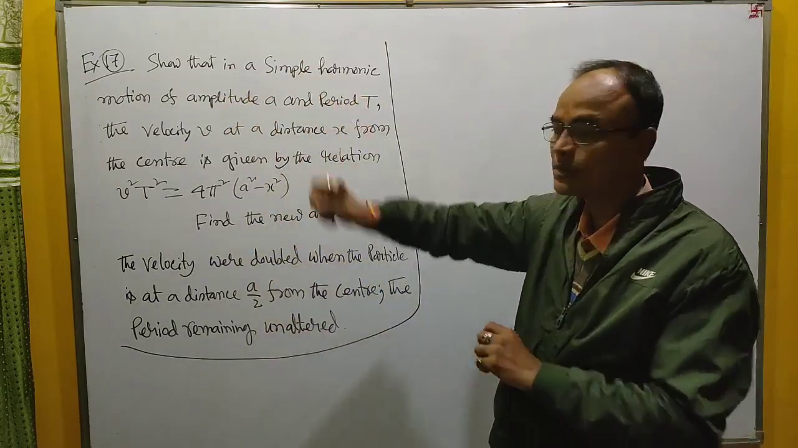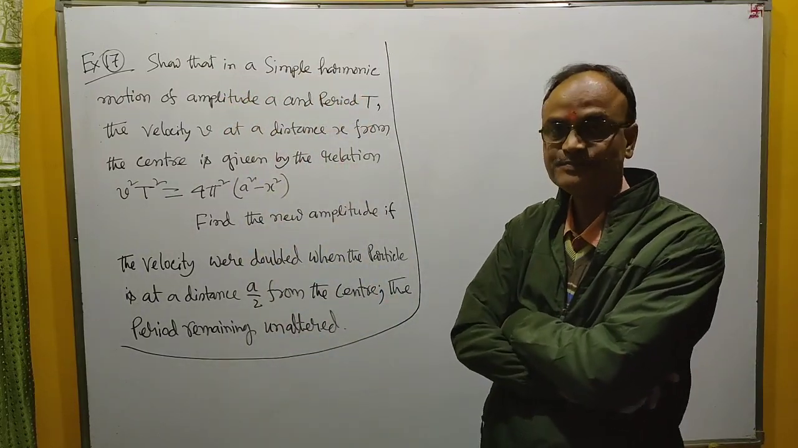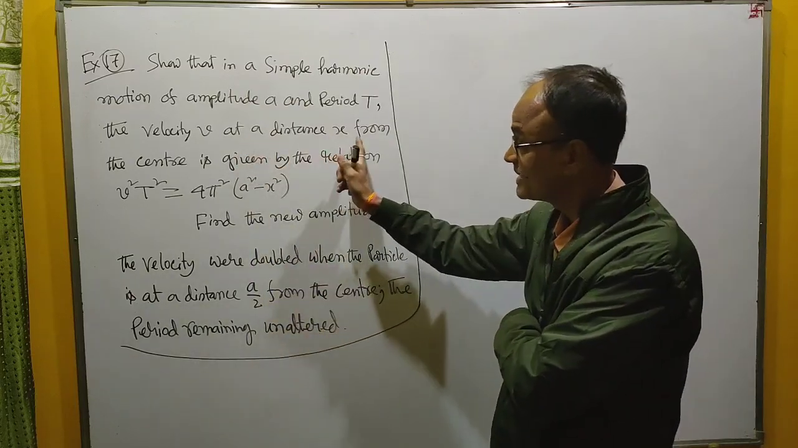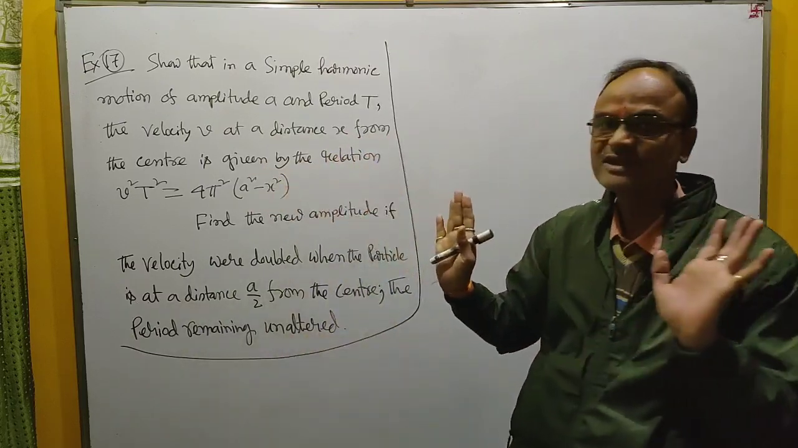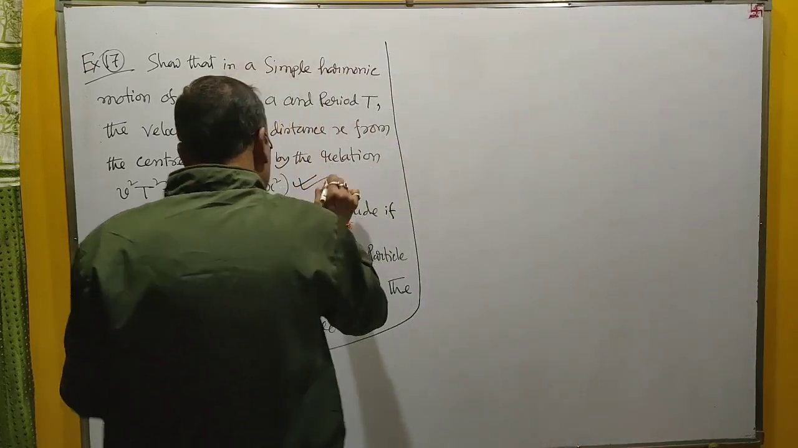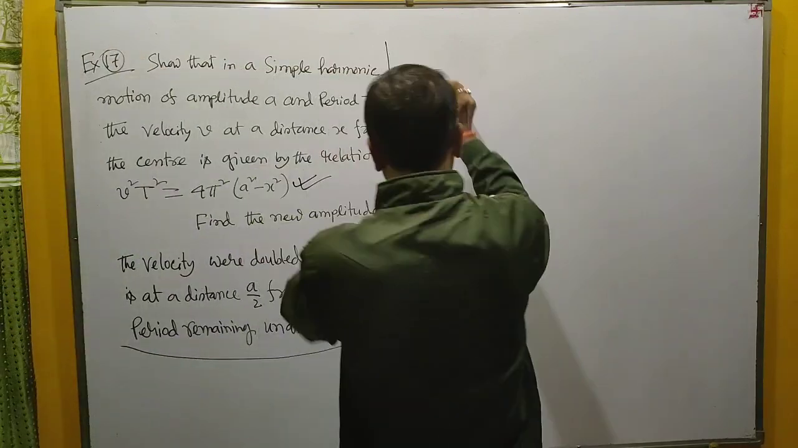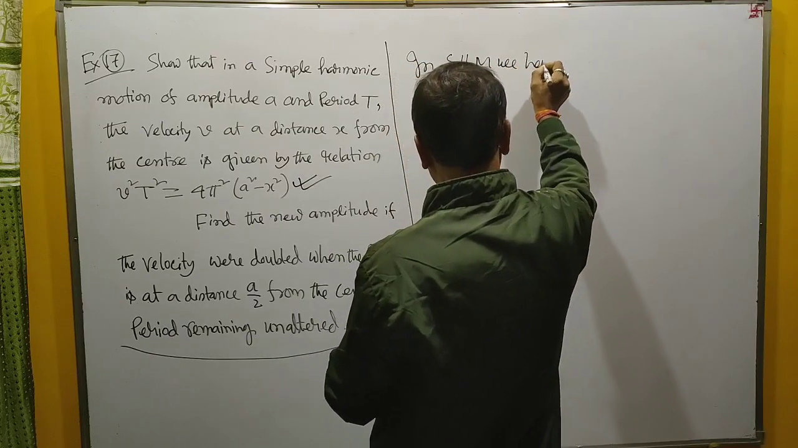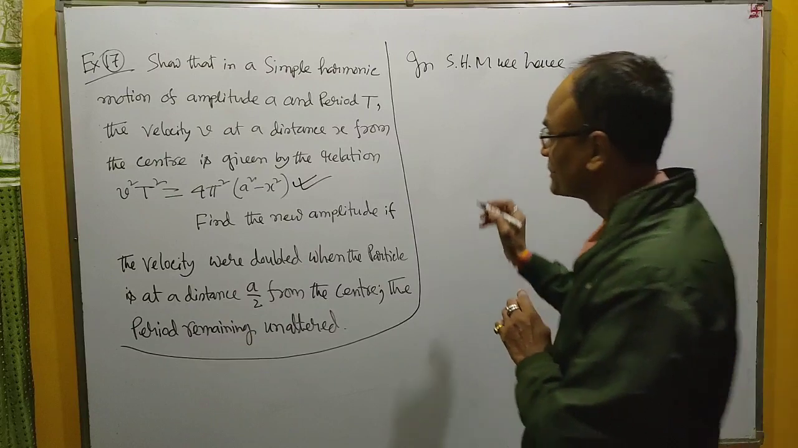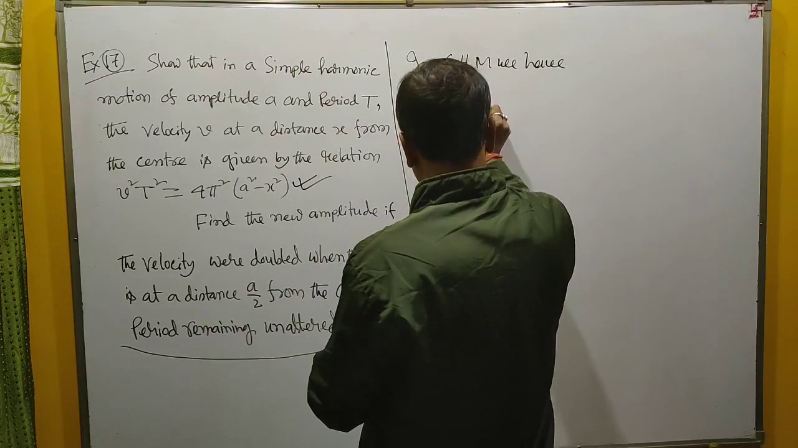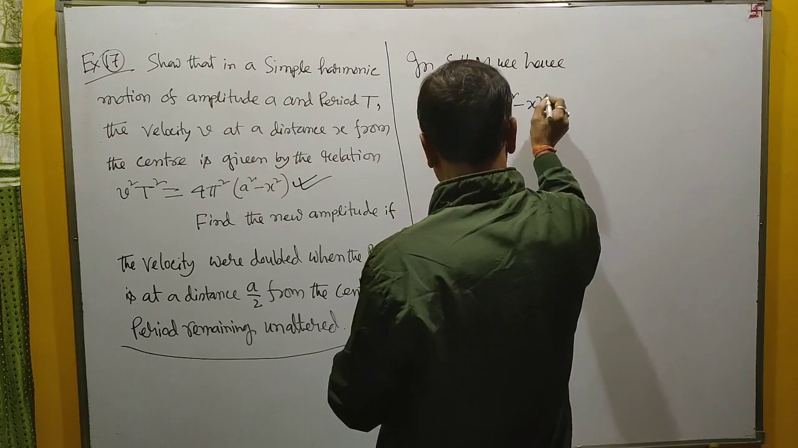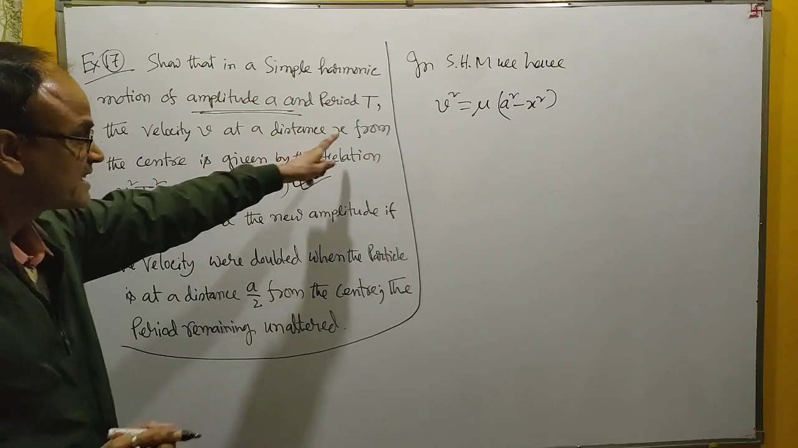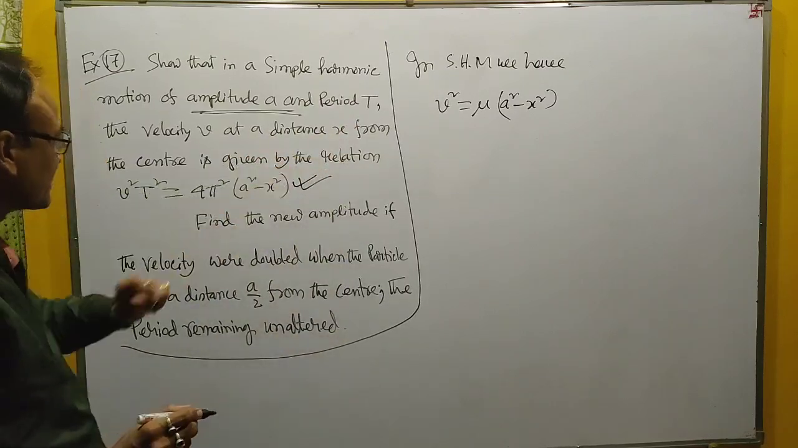Show that in a simple harmonic motion of amplitude A and period T, the velocity v at a distance x from the center is given by this relation. It is a very simple relation. In simple harmonic motion, we have v square equal to mu into (a square minus x square). Here amplitude is given to be equal to a. v is the velocity at distance x from the center.